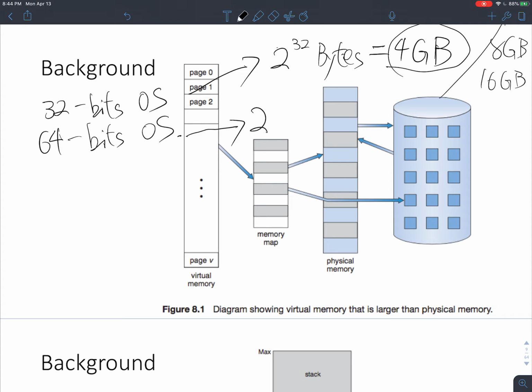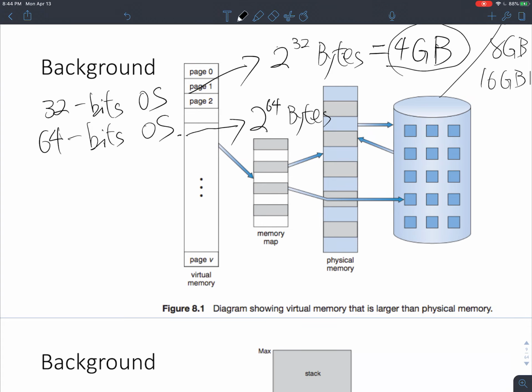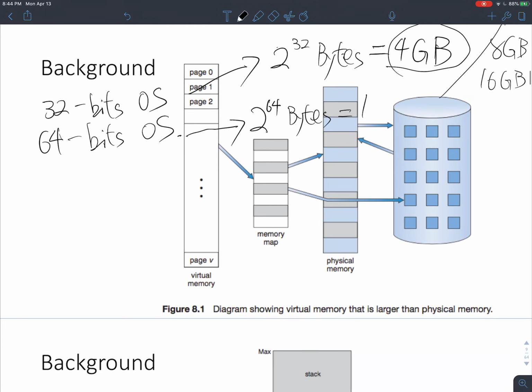If you use a 64-bit operating system, the largest size of the virtual memory space is 2 to the power of 64. If you ask me how large this is, I would say it is around 16 million gigabytes. So the largest memory space that you can have is 16 million gigabytes.